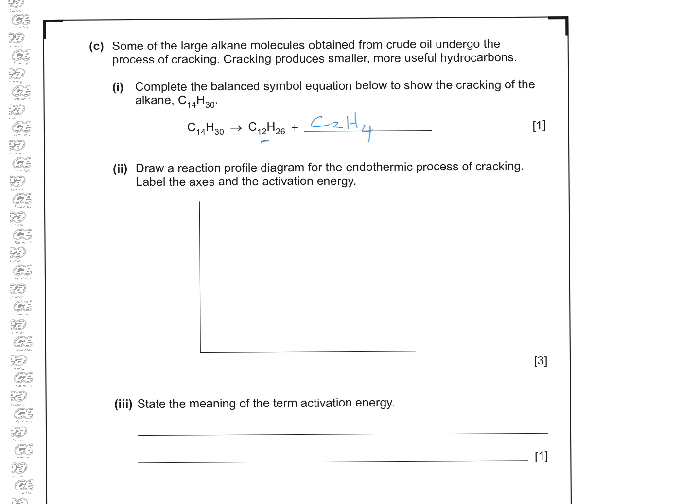Part 2, reaction profile diagram for an endothermic. So that means that the products will have a higher energy than the reactants. I'll start off with the reactants down here and put the products up here. Now we have to show the reaction progress, or the reaction pathway. It's also asking us to label the axis. The y-axis is going to be energy, and the x-axis is the progress of reaction.